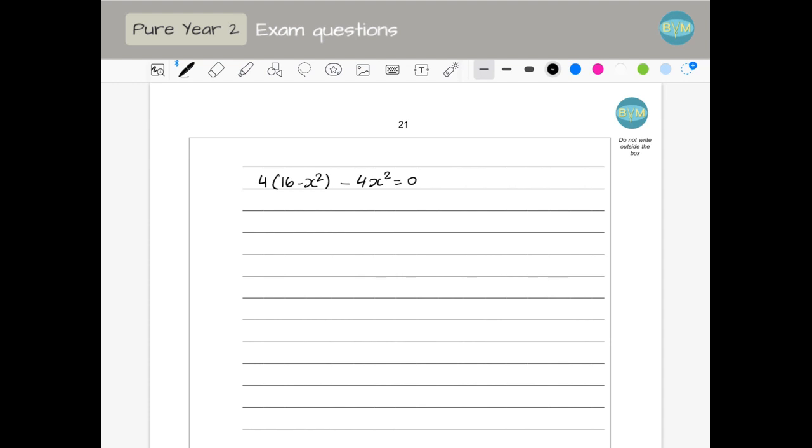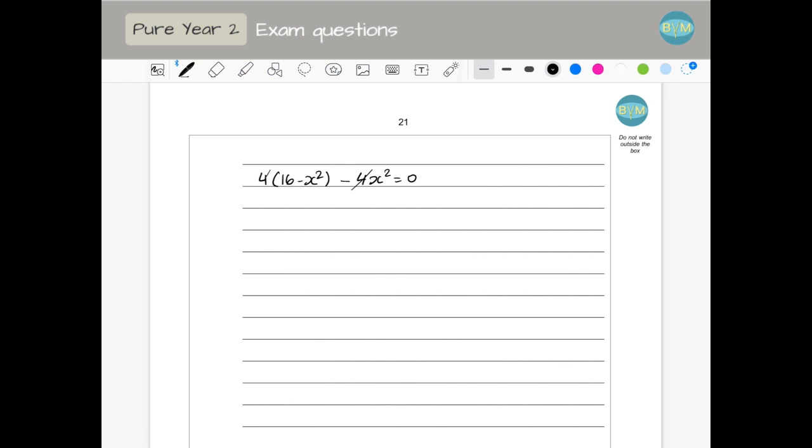I can cancel the 4's. I can divide everything by 4. So I have 16 minus 2x squared equal to 0. So x squared is 16 divided by 2, which is 8. So x is going to be root 8, or 2 root 2, if you prefer. That's the x that is going to give me the maximum area.